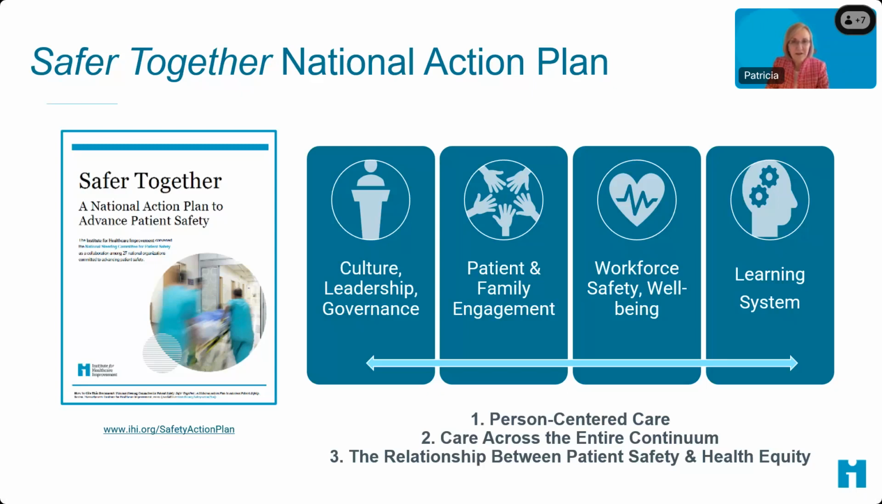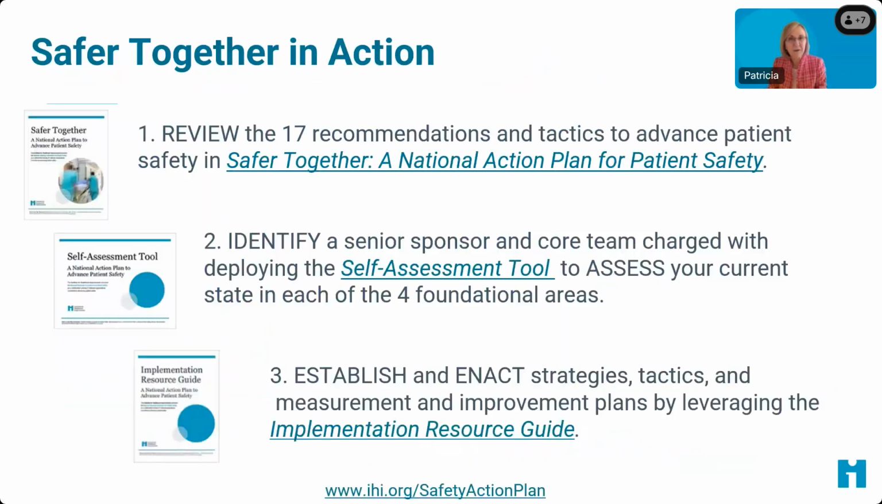Let's move on to the next slide, where I describe the 3 components of the Safer Together National Action Plan and the guidance that we provided for this plan when it was originally launched and in the declaration that we issued a year later. And that centers around 3 components and 3 tasks. The first is to review the recommendations and tactics of the plan. The second is to identify a senior sponsor and a core team that are charged with deploying the organizational self-assessment tool to determine the current state.